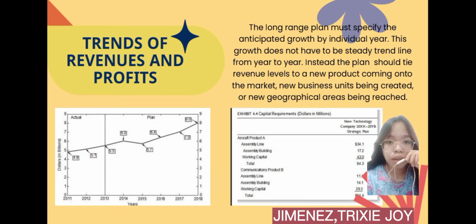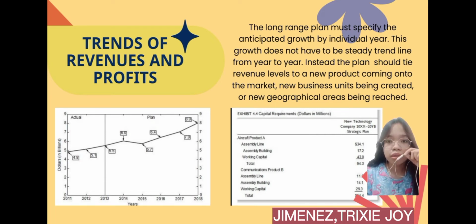The business plan will include a goal sales level that must be met by a certain date, or an estimated sales level. For the average rate of growth, the long-range strategy must detail the expected increase by year. This expansion does not have to be a consistent trend line from year to year. Instead, the strategy should tie revenue levels to the introduction of new items to the market.